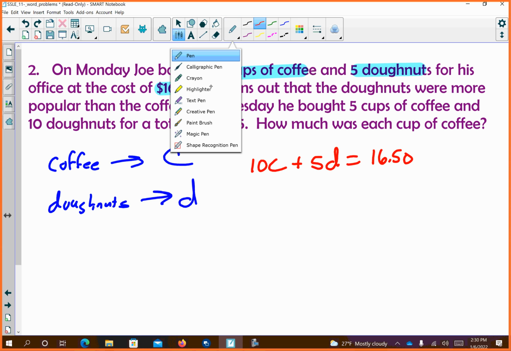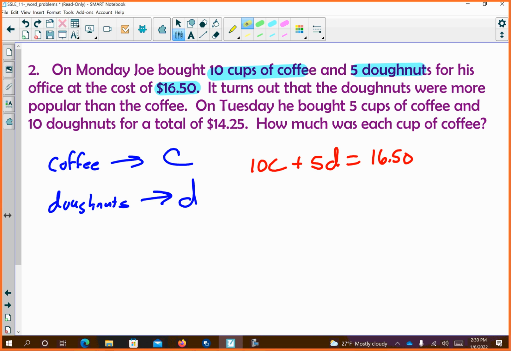Now let's look at our second equation. It turns out the donuts were more popular than the coffee. Okay, it doesn't mean anything. On Tuesday, he bought 5 cups of coffee and 10 donuts for $14.25. So friends, what do you think that equation should be? Yeah, 5C plus 10D, good, is equal to 14.25.